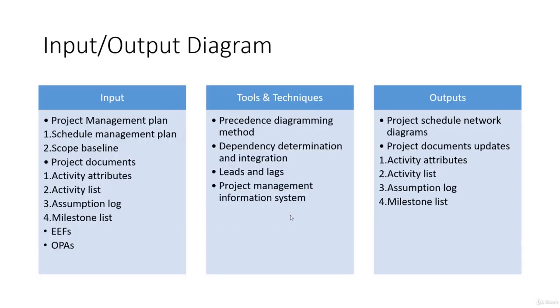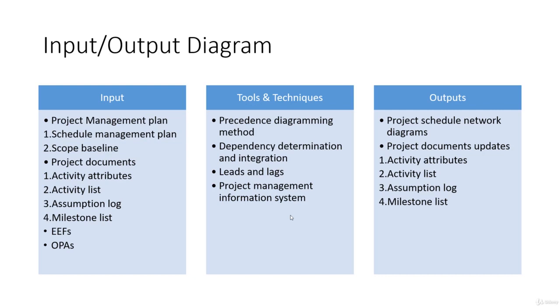And this is the input output diagram. The two techniques here, which are precedence diagramming method and the dependency determination and integration, I have added separate slides for them because these are important, and sometimes I have seen that there is a lot of confusion around them. So I will address them separately later in this video. But as far as input is concerned, we have project management plan, which will have schedule management plan and the scope baseline, and the project documents like activity attributes, activity list, assumption log, milestone list, EEFs, OPAs. All of this is our input.